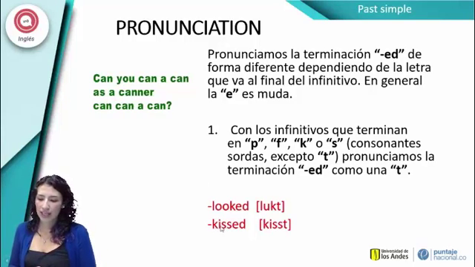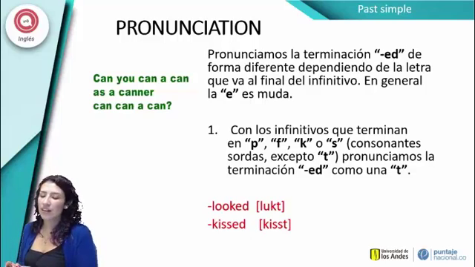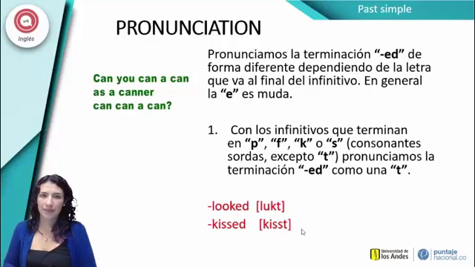Lo mismo con kiss. Termina en S. La ed, no decimos kissed o kissed. We say kissed. I kissed a girl, like Katy Perry's song. Yeah? So looked and kissed. Try to remember that. So when they end in P, F, K, or S, the ed sound is a T. This is important to remember.